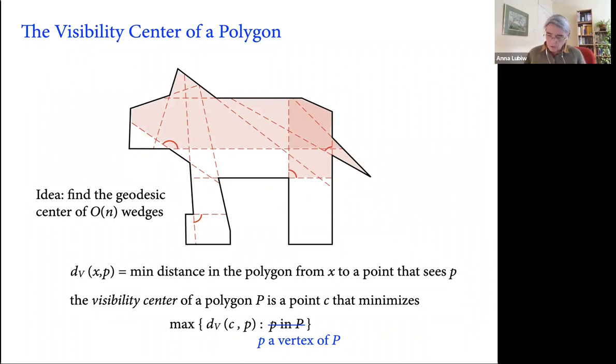And so the idea then is going to be that we will find the geodesic center of a linear number of wedges inside the polygon. So I'll make that a little more formal, but if anyone wants to ask more about that right now, it's still slightly fuzzy. I have a question.